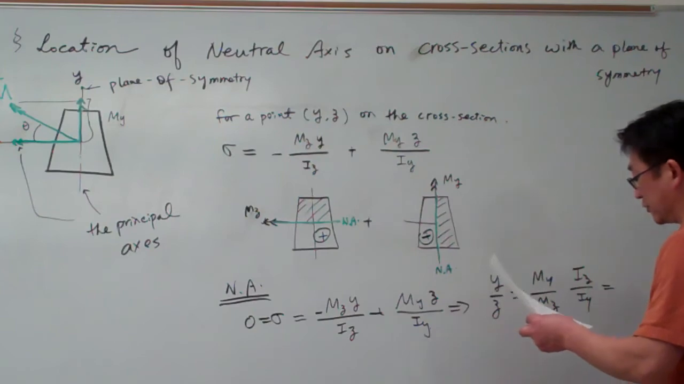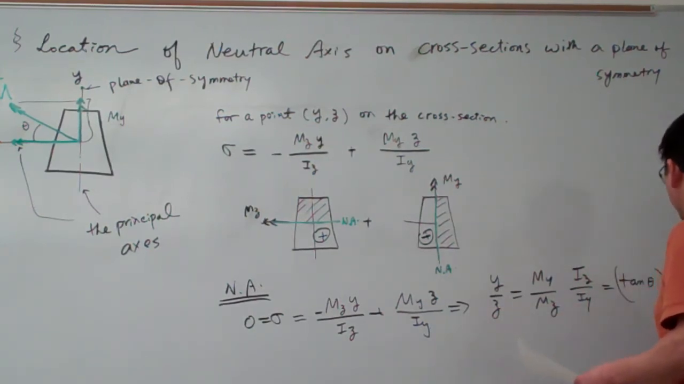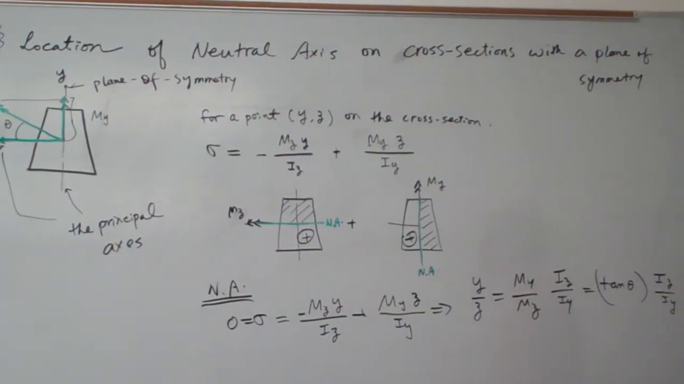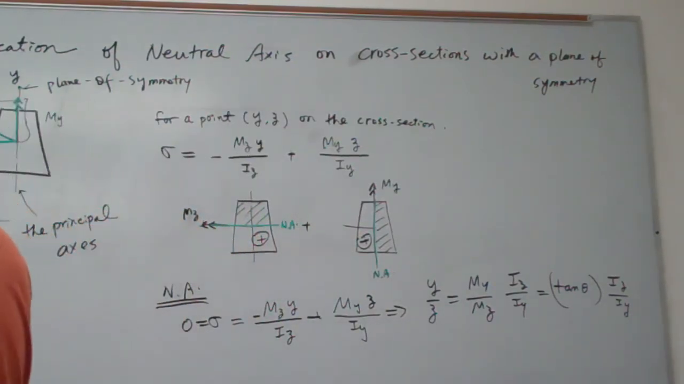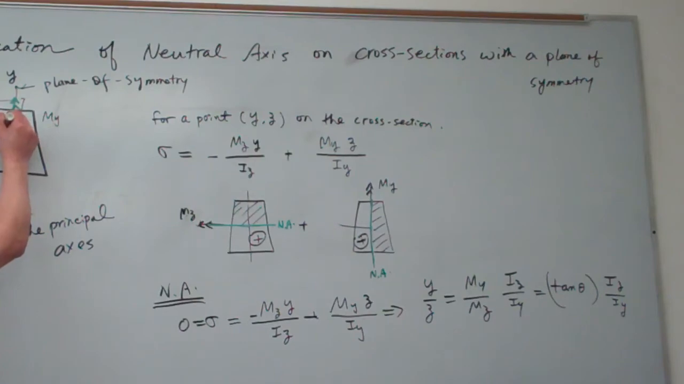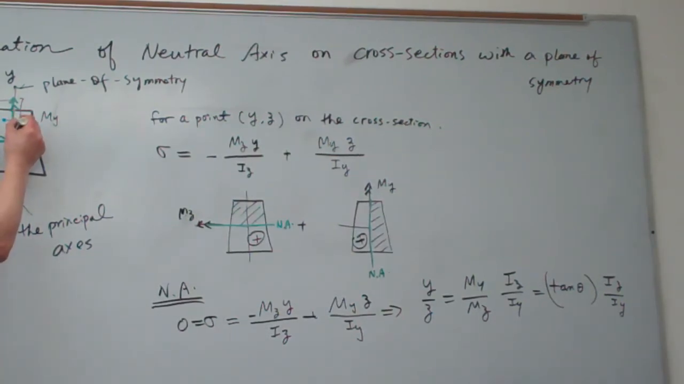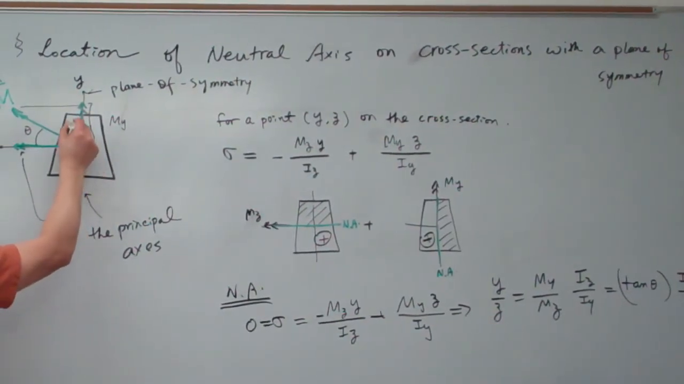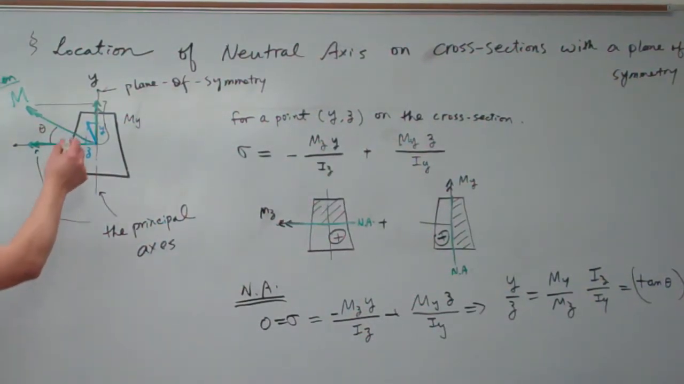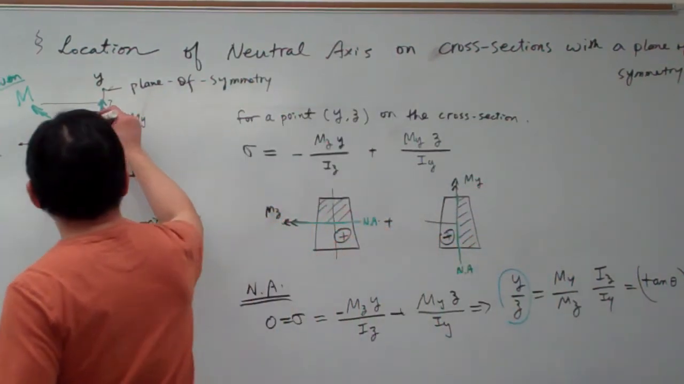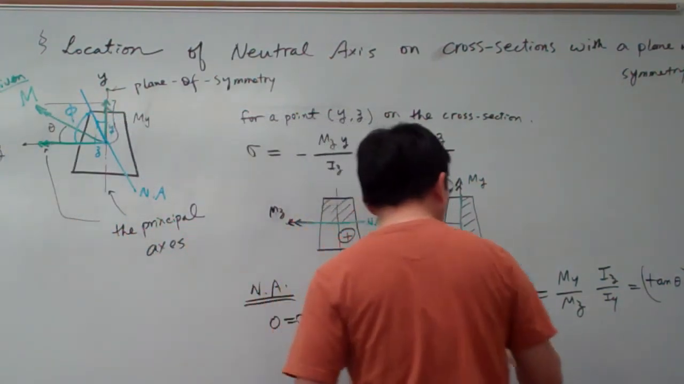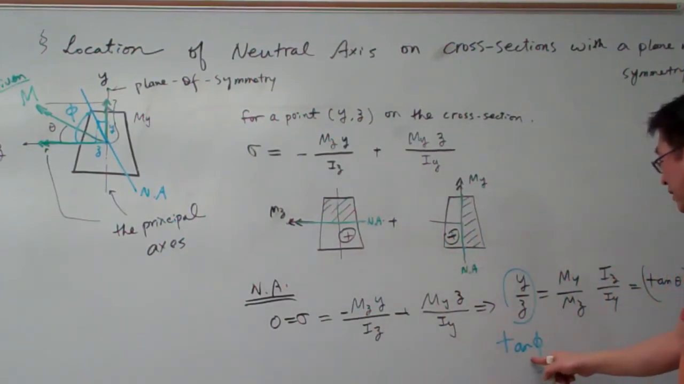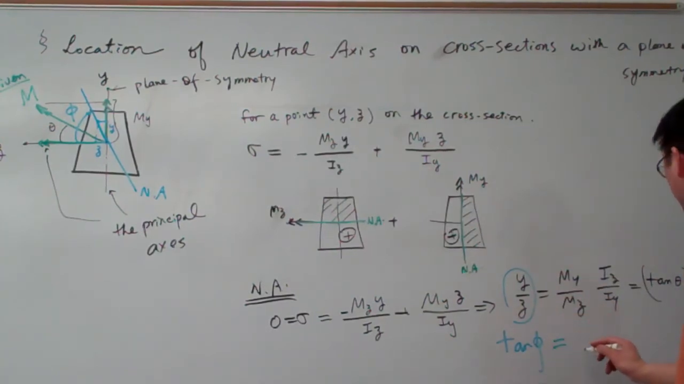So basically that one can be related to tangent theta and Iz, Iy. Okay, so you can see y over z. What does y over z mean? For example, here, the slope, right? So for example, this point here has the coordinate y and has the coordinate z here. So y over z simply represents the slope. Right? So basically this one, let me say this is the neutral axis, and say this angle is phi. So simply this one is tangent phi. The phi represents the orientation of the neutral axis, and equals tangent theta times Iz over Iy.